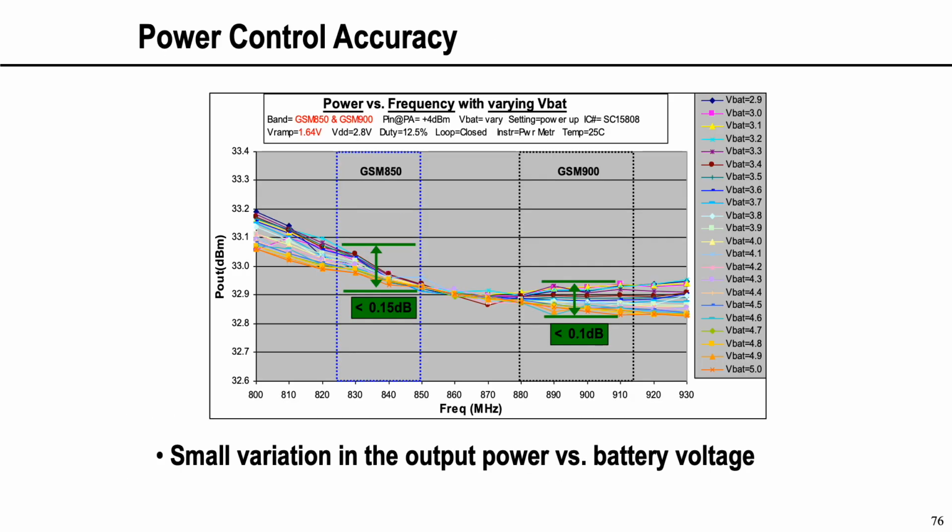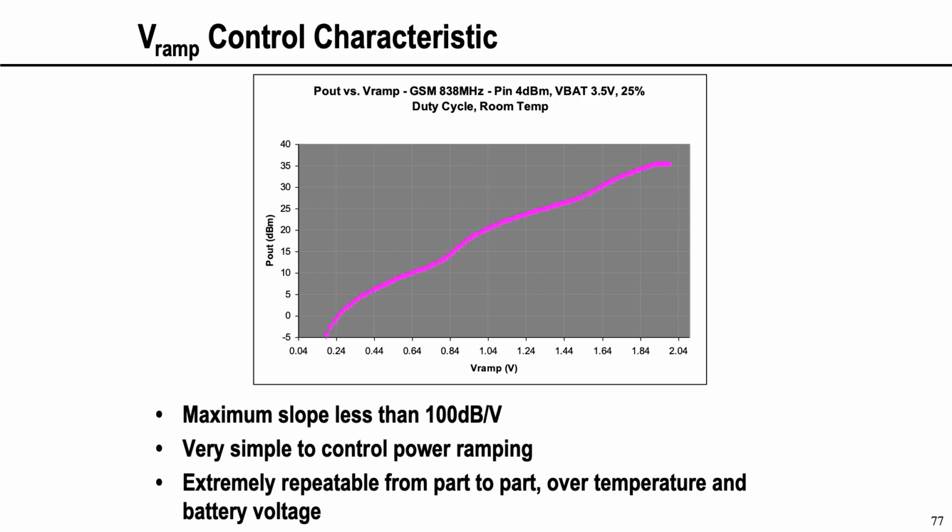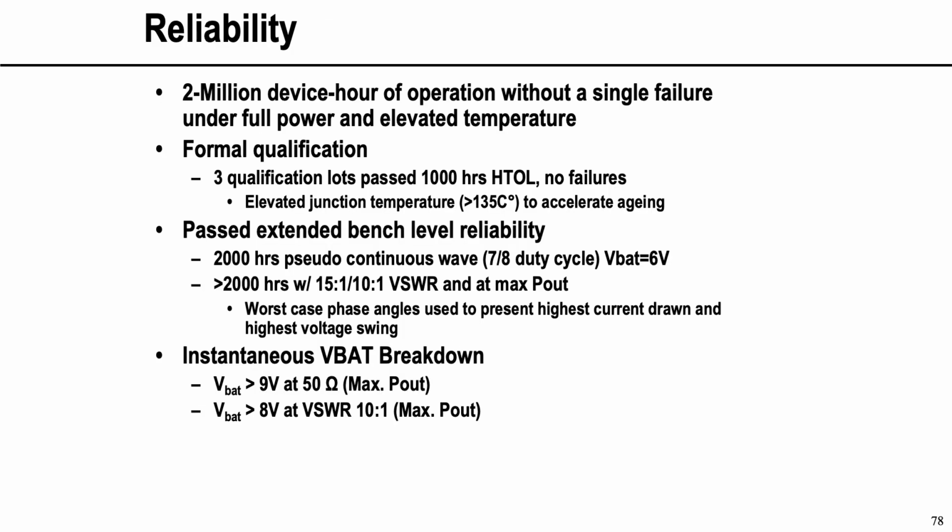You can see the power control loop is very stable, and it does control it to within like 0.1 or 0.15 dB. And the power control, the power output versus the control voltage is pretty well behaved and monotonic. It's quite reliable. Many millions of hours of reliability tests were done.